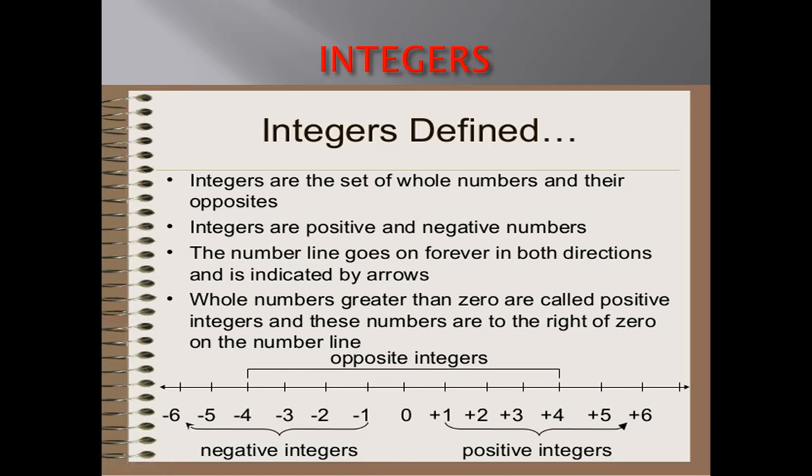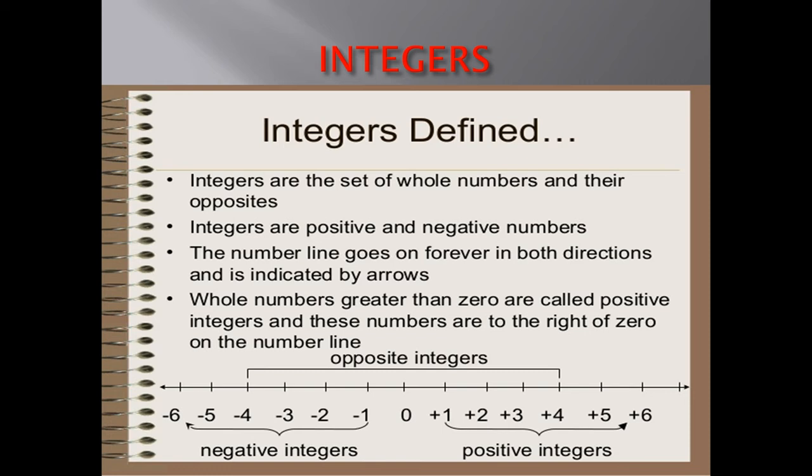Integers. Now come to the topic integers. Definition of integer. How do we define integer? Integers are the set of whole numbers and their opposites. We know whole numbers are the numbers which start from 0: 0, 1, 2, 3 and so on. These are whole numbers and their opposites. Their opposite means -1, -2, -3 and so on. This collection is called integers.